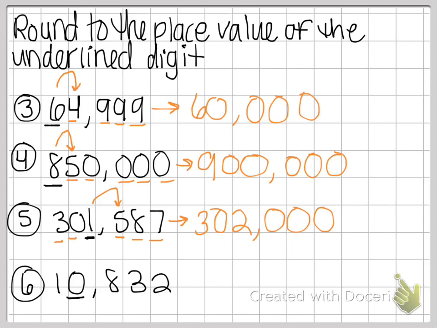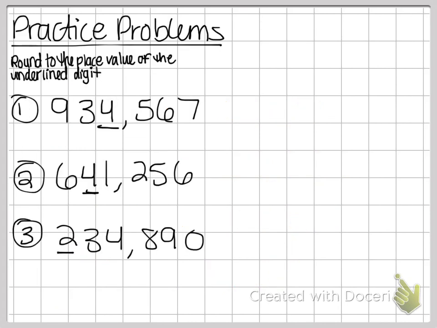One last problem together. The 0 in the thousands place is underlined. Look to the very right, which is the 8. 5 or above, give it a shove. That 0 becomes a 1. The 1 in the 10,000s place stays. And everything after it becomes zeros. So 10,832 is about 11,000. Here are your practice problems.